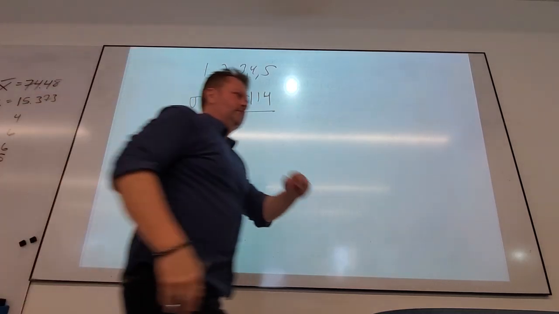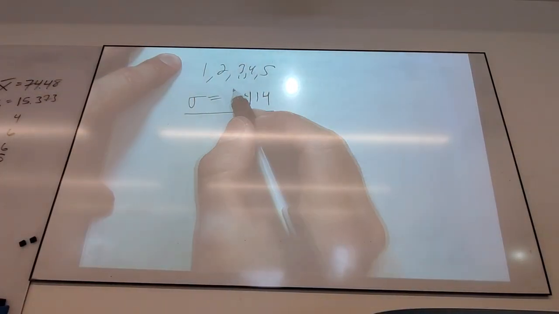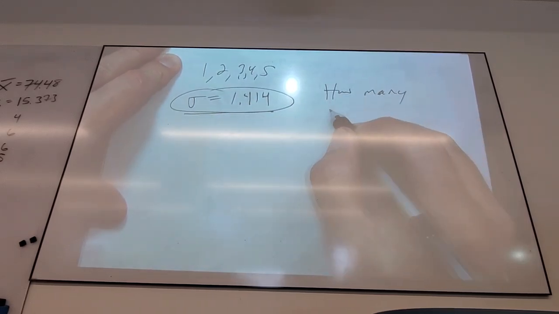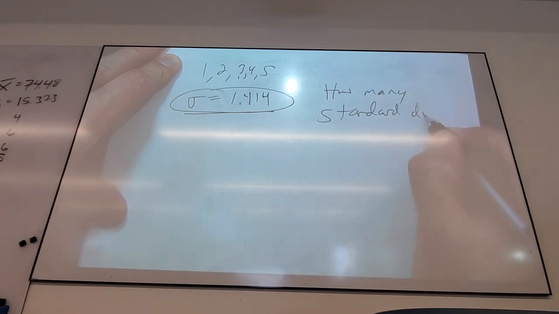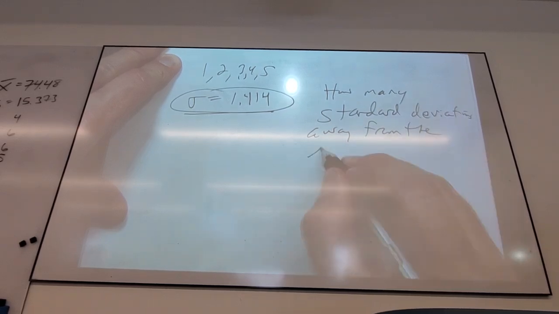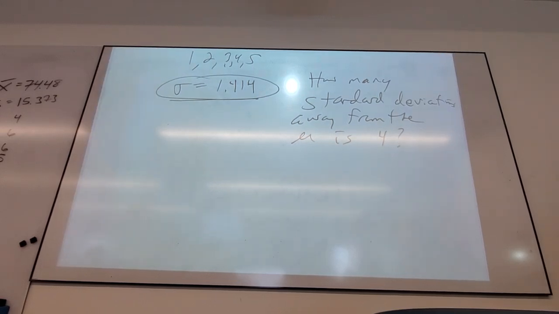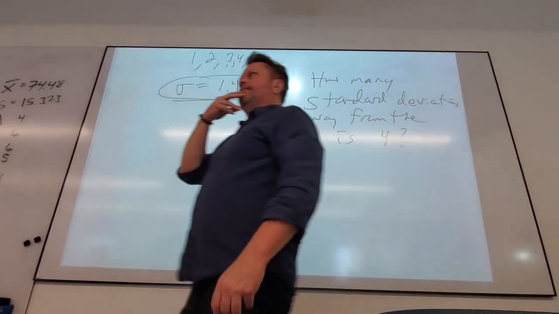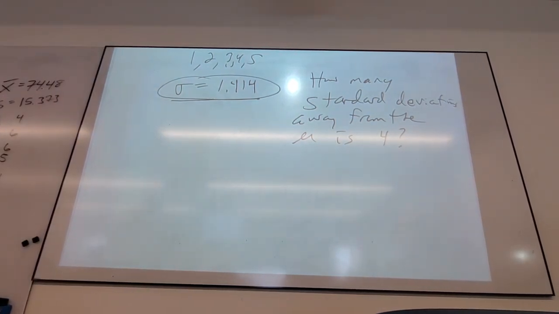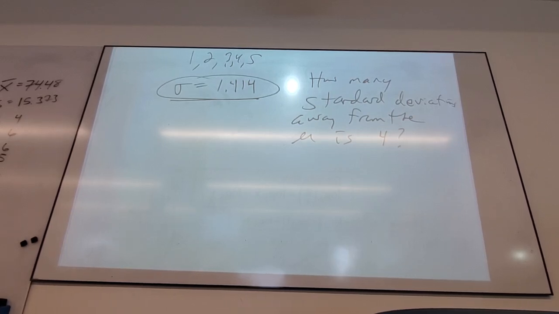So, let me ask you this. If every step is this big, how many steps? Let me do this more officially. How many standard deviations away from the mean is the data point 4? Is it a full step away? What's a full step above 3? Yeah, 4.414, you with me? So is 4 a full step above? No. How would you figure out exactly?